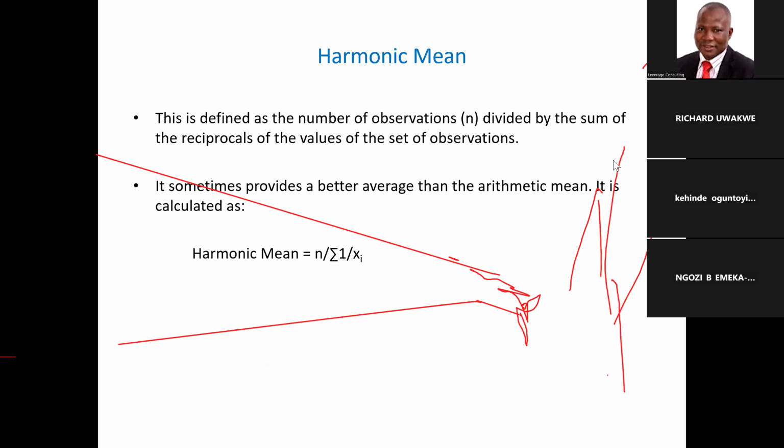Now, harmonic mean is defined as the number of observations divided by the sum of the reciprocals of the values of the set of observations. It sometimes provides a better average than the arithmetic mean. The harmonic mean is n over the sum of the reciprocals. There are situations where you use it, but let's leave that one.